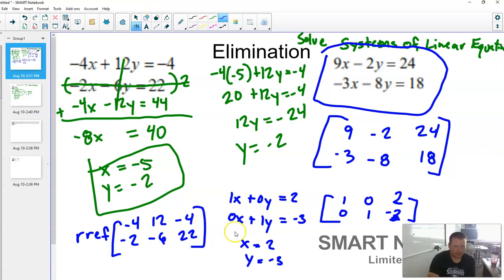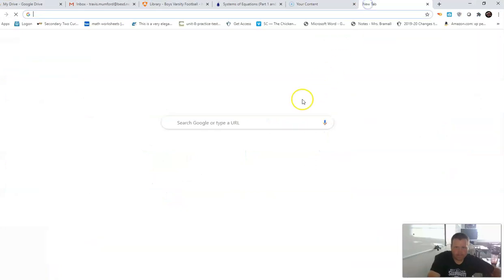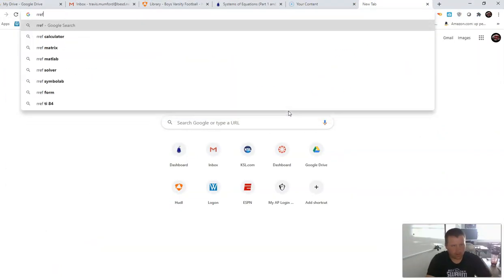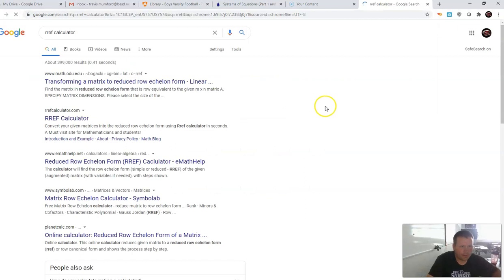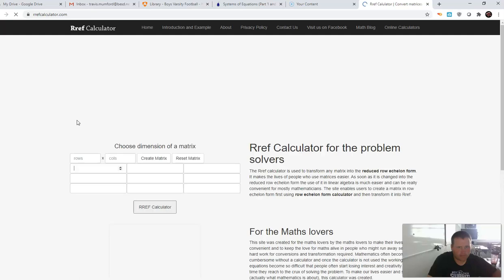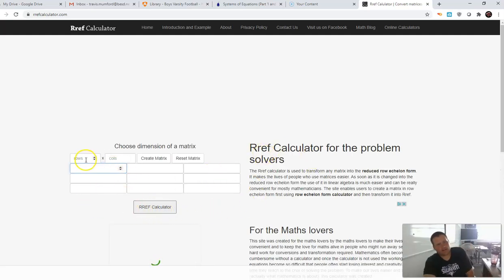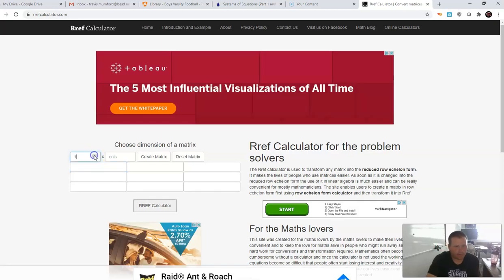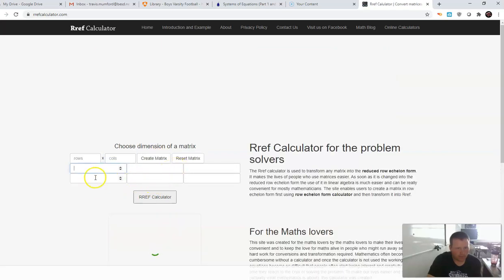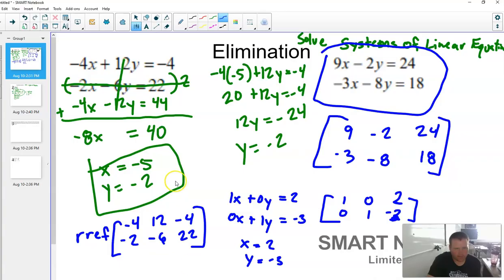And then I'm just going to go grab my calculator. Let's see if we can find a calculator. So RREF calculator. This one right here looks really good actually. Let's put that one in there. See, this is an RREF, and it's going to ask us for the rows and columns. We want 2 by 3. It's going to create the matrix here, and then I'm going to put this in there.